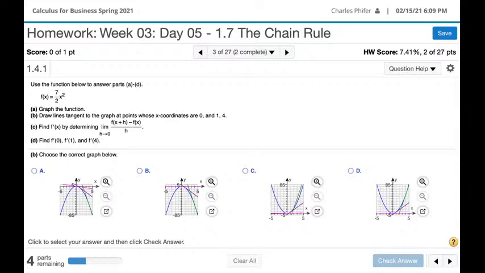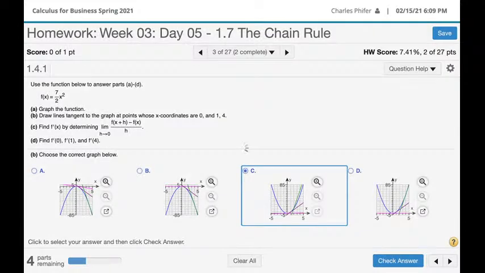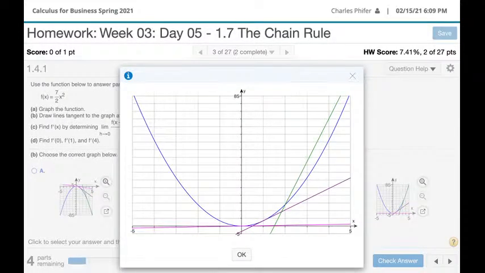Let's see, when x is 0, 1, and 4. Okay, so we just need to decide which one of these is correct. X is 0, 1. Let's look at this one. This one looks wrong. X is 4 is over here, right? So it's missing x is 4, so it should not be that one.